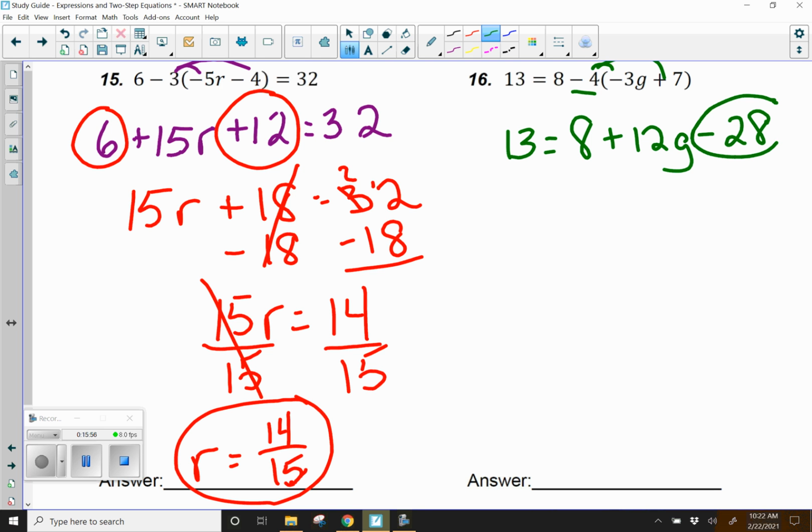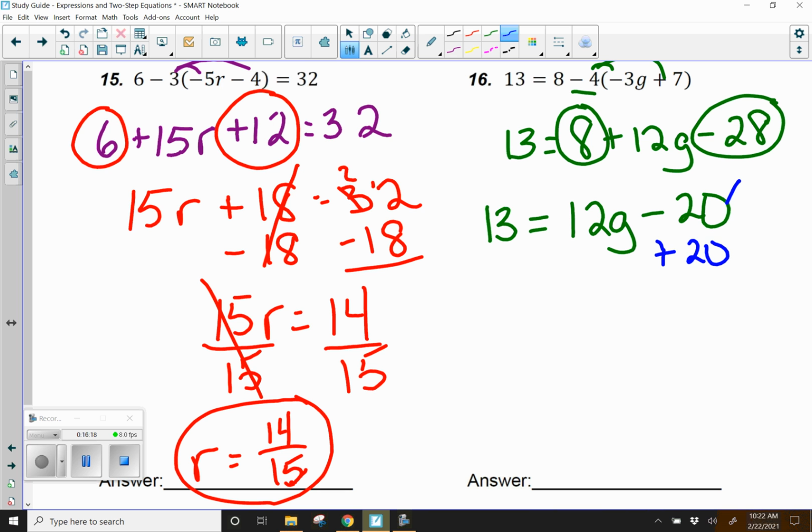Again, we want to combine like terms first. I have a positive 8 and a -28, which leaves us with -20. Different signs, so we subtract and we have more negatives. So now that leaves us with 13 equals 12g minus 20. My constant is 20, so we're going to do the opposite operation, which is addition.